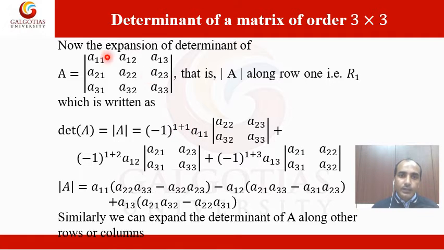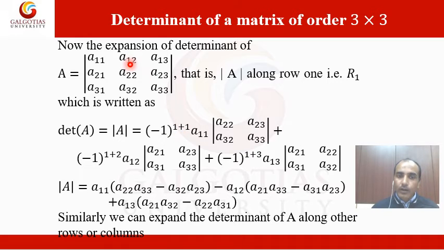Now this A11 lies in first row and first column. So delete first row and first column. What is the rest? Rest is A22, A23, A32, A33. Write the determinant of these four elements, which is as. This is the first part of formula.